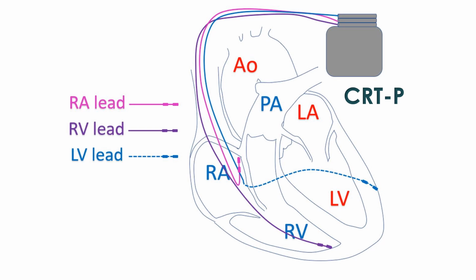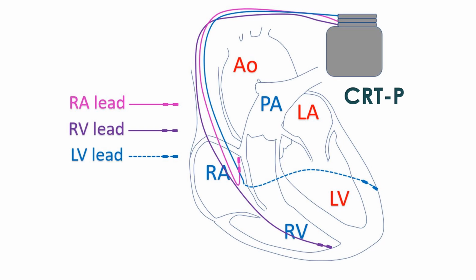The timing of the stimuli given by the pacemaker is adjusted to produce synchrony of contractions of the left ventricle. The right atrium is paced first and the ventricles after a short AV delay. Pacing of the left and right ventricles are timed in such a way that the left ventricle contracts in a synchronized fashion to improve the pumping function.